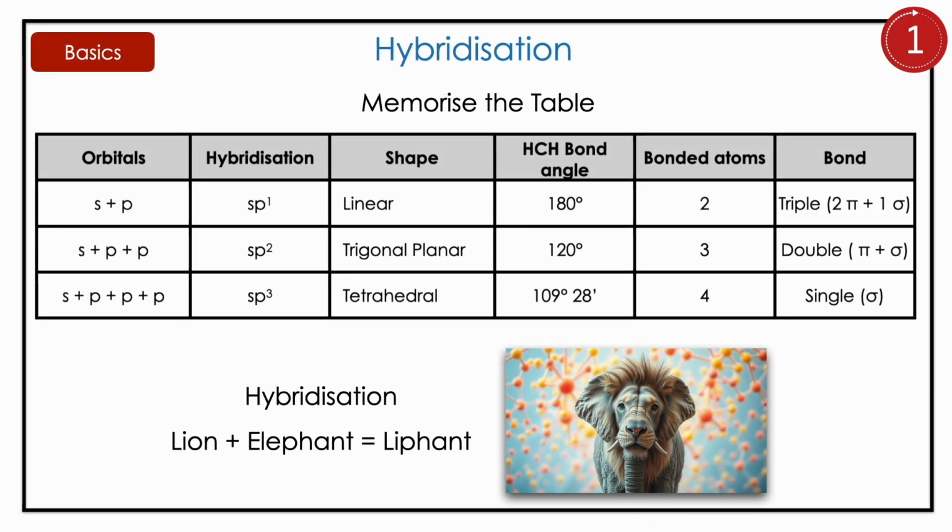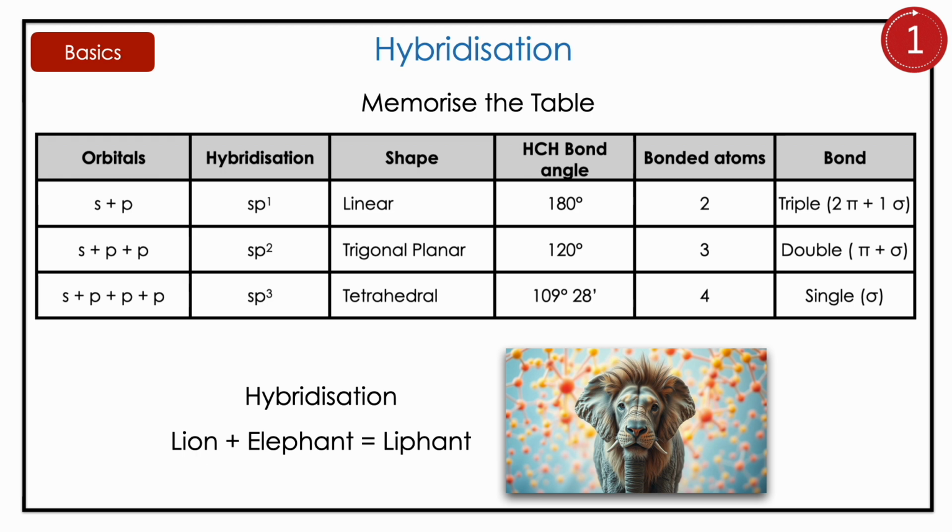For hybridization, this is the fact table. You should memorize this table. Hybridization you can memorize easily. It is the combination of two objects. For example, lion and elephant mean leaf ant. Similarly, s and p orbital mean sp1. s and 2p orbitals mean sp2. s and 3p orbitals mean sp3.